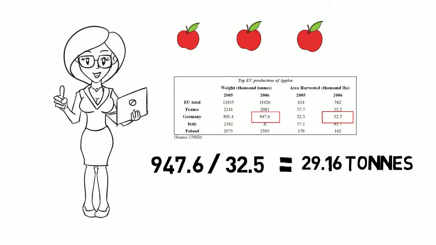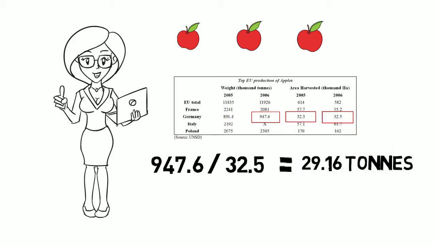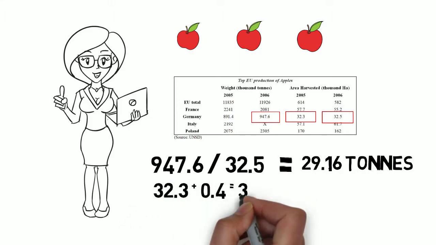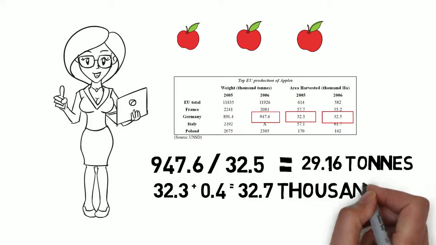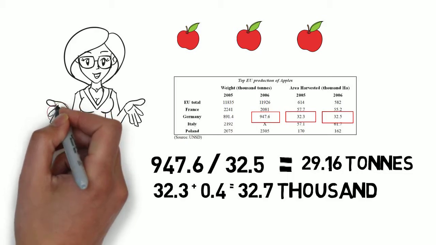Now let's calculate the new land area by adding 400 hectares to the 2005 harvested land area. Since the area is given in thousands, we need to convert 400 into thousands as well, which will be 0.4. The new area is then 32.3 plus 0.4 thousand hectares, which adds up to 32.7 thousand hectares. There is only one thing left to do. Calculate the weight of the apples harvested.